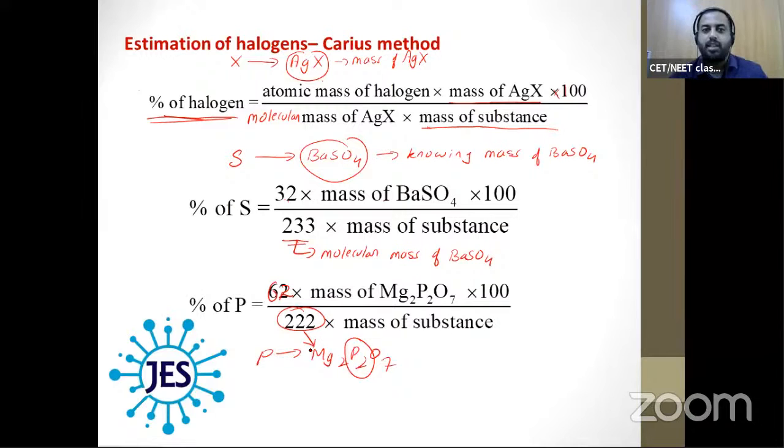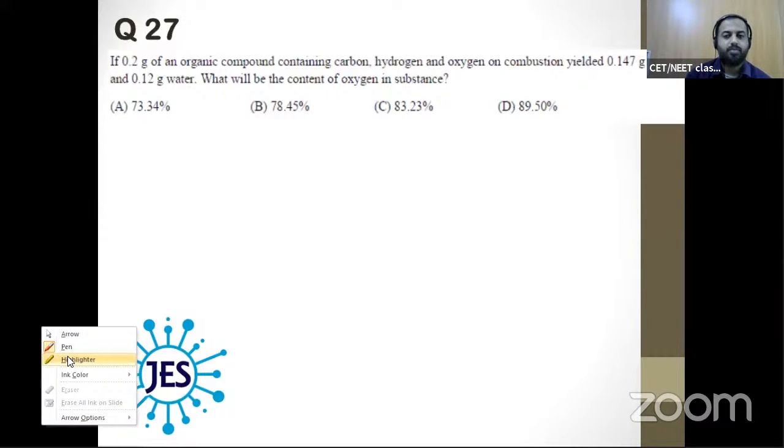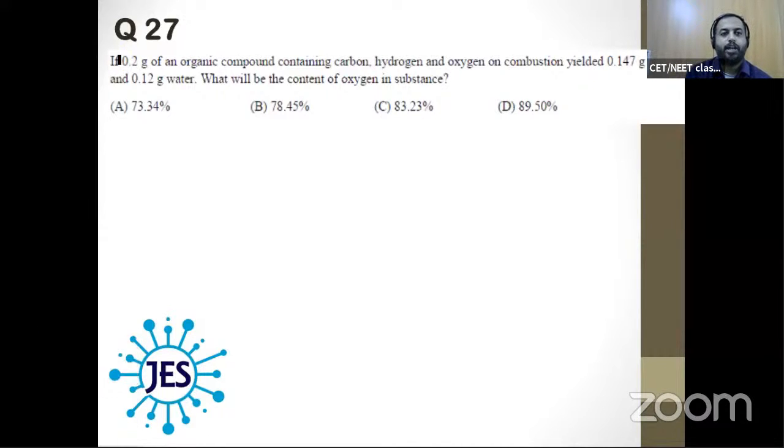So dear students, it is by these equations that you can estimate the percentage of elements present in an organic compound. Now let's see what questions are there on this. I still have around 10 minutes and I think that should be enough for this. First, question number 27. Check this out. Let me write the data points. 0.2 grams of an organic compound.